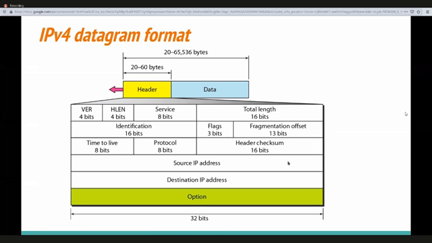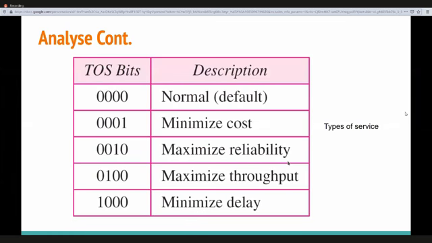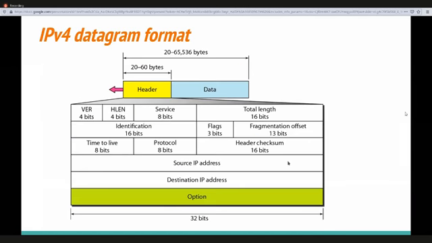So far, what we have done is we have discussed the analysis of the IPv4 header, how we are going to analyze the cost, and the type of services available that you can configure in the network packet. We just discussed these things: version, header length, service bit, and the total length.